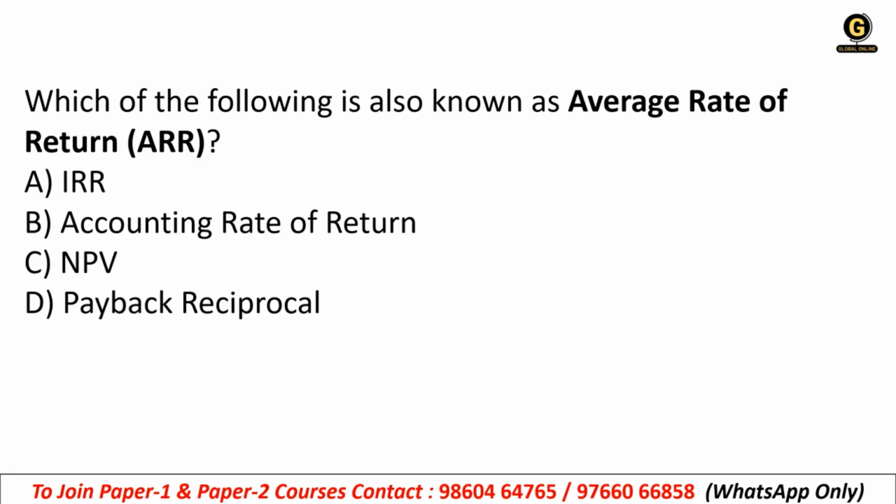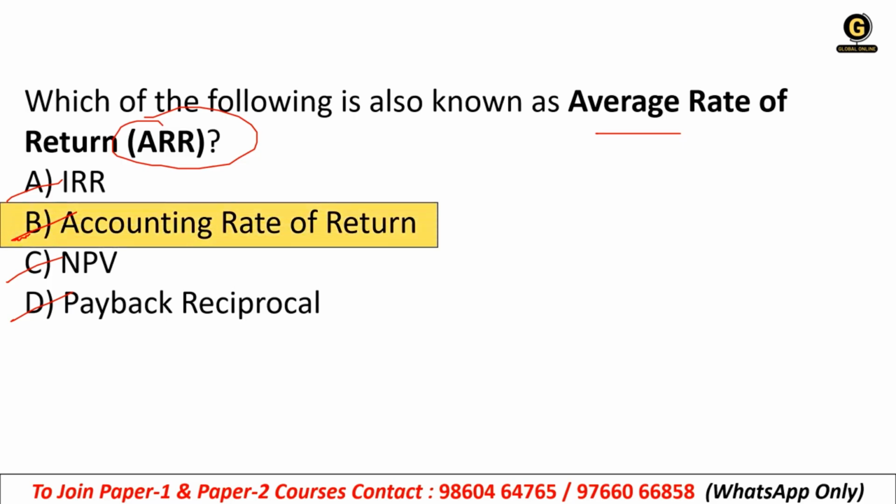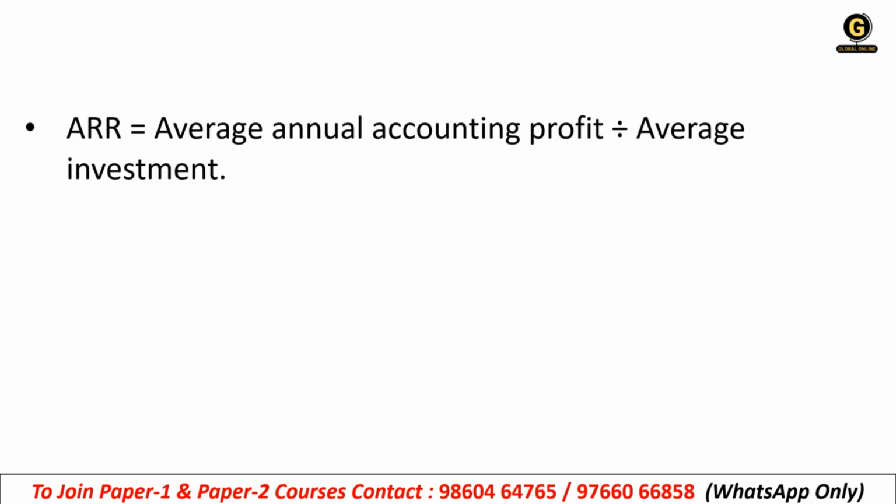Which of the following is also known as average rate of return, which is ARR? IRR, ARR, that means accounting rate of return, NPV, and payback reciprocal. So it is accounting rate of return. ARR is average annual accounting profit divided by average investment.